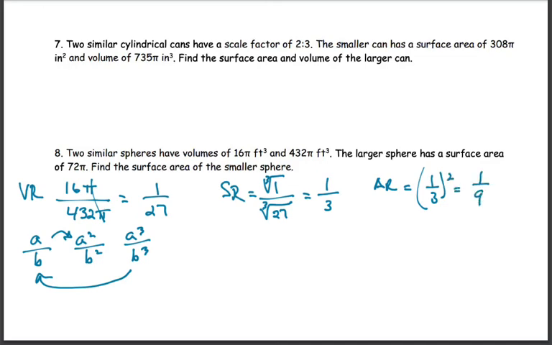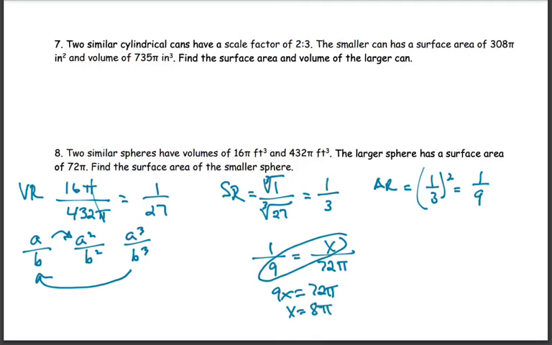Now that I have the area ratio, I can set up a proportion. I can do 1/9 using the area ratio. And that should equal, it says the larger sphere has a surface area of 72 pi. So the larger is going to go on the bottom. And we're trying to figure out the smaller one. And then I'm going to cross multiply. So 9x equals 72 pi. Divide by 9. I'm just dividing 72 by 9. And I get 8 with that pi attached. So it's going to be 8 pi, and my units are feet. And since we're talking about area, it's feet squared.